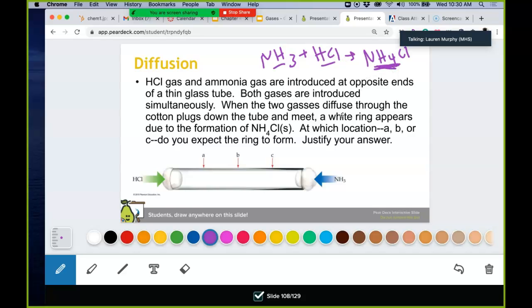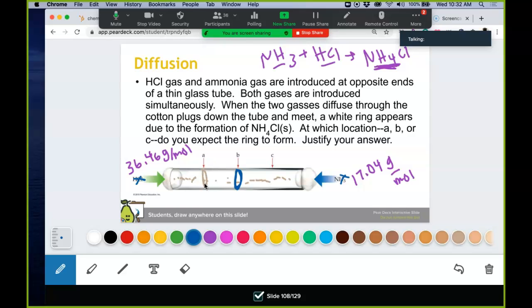So the question is where on this tube, based on these letters, are you going to find them run into each other? I would like everybody to answer, please. You can answer on the chat. Where are you going to see the ring form, the ammonium chloride form, on here based on these two gases? A, B, C, or D, and then you want to explain why you will see it where you've chosen.